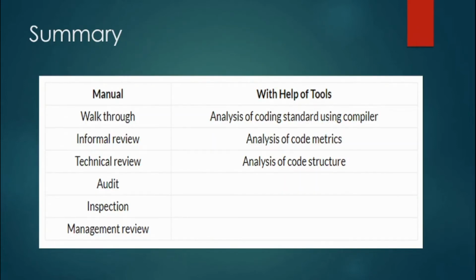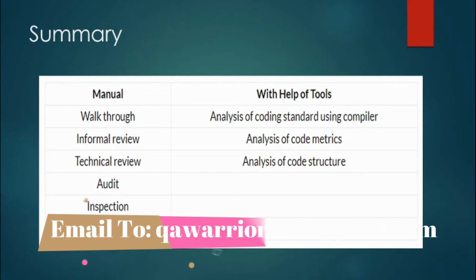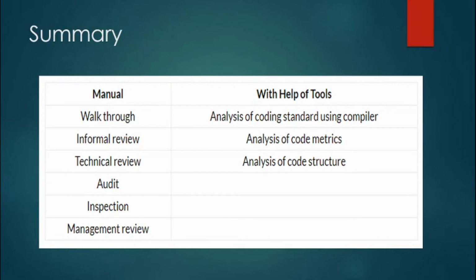Now let's summarize what kind of questions will be asked from this topic. In this topic, you may be asked to mention all the different static testing techniques that are under the manual column. So you have to explain them: walkthrough, informal review, technical review, audit, inspection, and management review. They may also ask you about one or two techniques like walkthrough, informal review, anything they can ask you. So it's better to focus on all the techniques that are mentioned under the manual column.